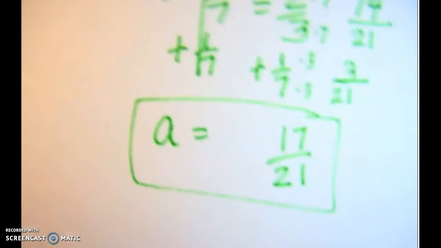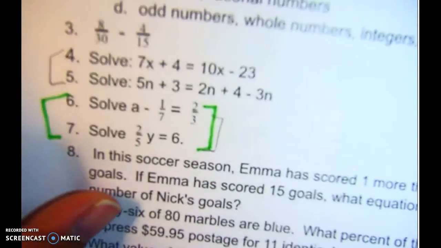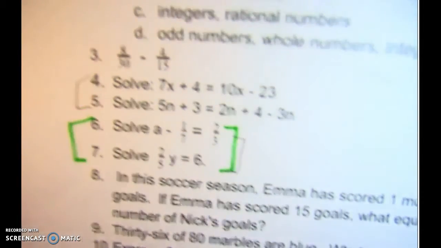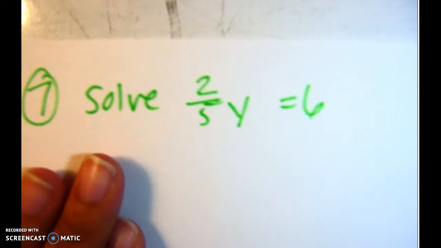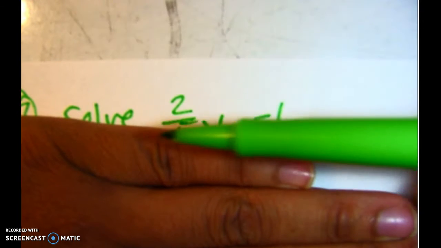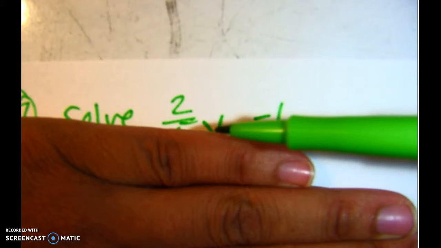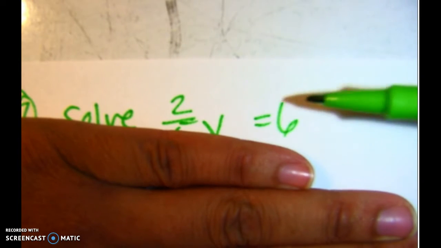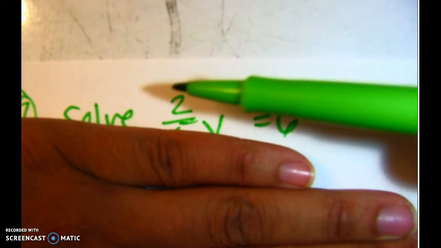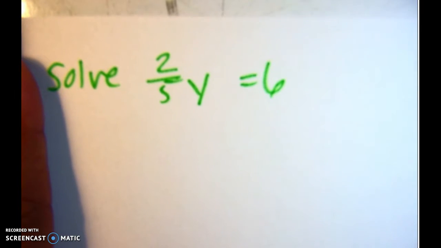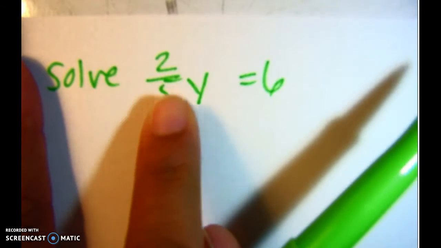Let's look at number 7. Number 7 is solve 2/5 y equals 6. So again, if you look at it without it being a fraction, and it was 2y, 2 times something equals 6, then you would say, well, how do I figure that out? Well, if it's 2 times something equals 6, then if I divide by 2, I'll know that y is 3. So we're going to do the same thing, except it's a fraction. I am multiplying 2/5 times y.